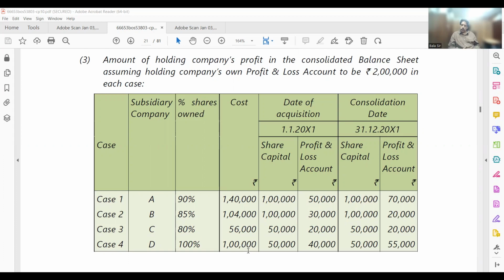Next, consolidation date 31st December 20x1. Share capital rupees 1 lakh, same 1 lakh. Then profit and loss account 70,000. What was the balance in P&L a year ago? 50,000 at the start. Now it is 70,000. I mean 20,000 is the profit for the current year. Now let's go through the solution for case 1.